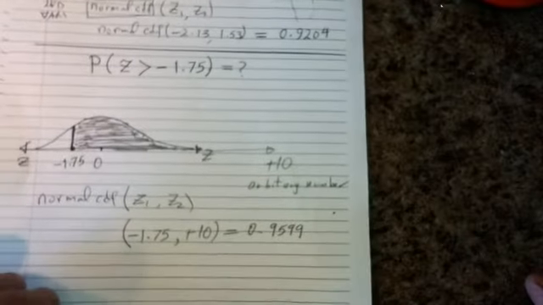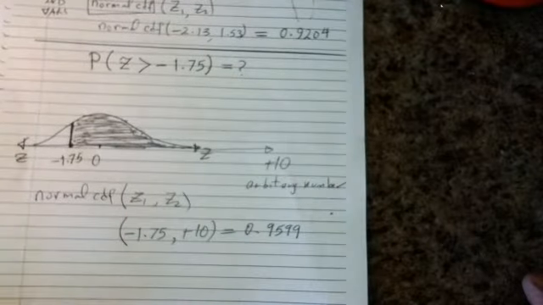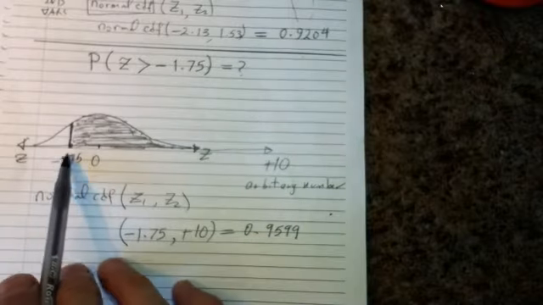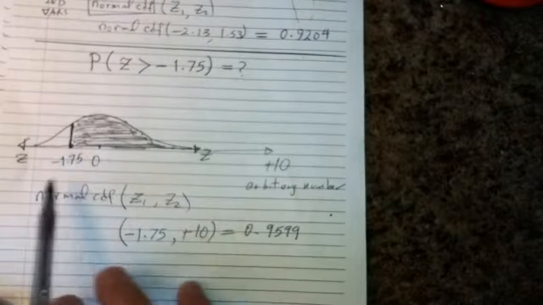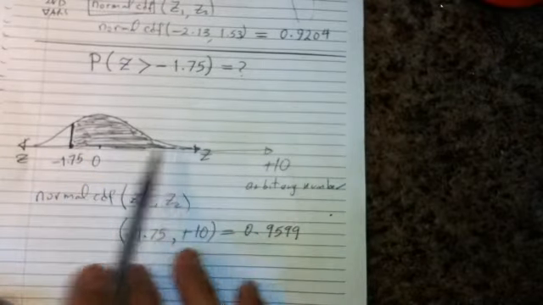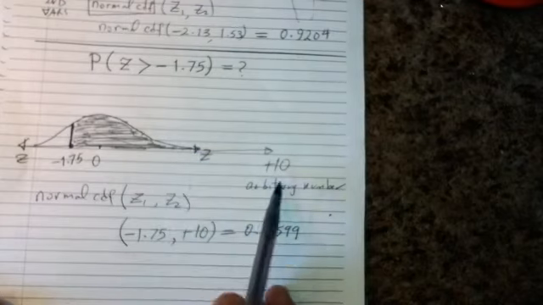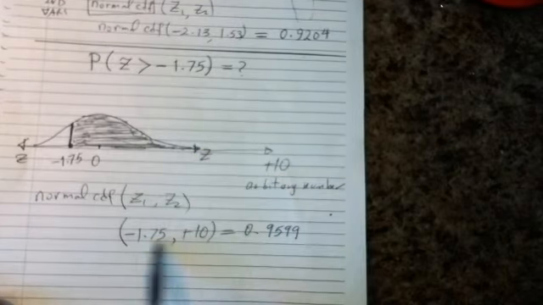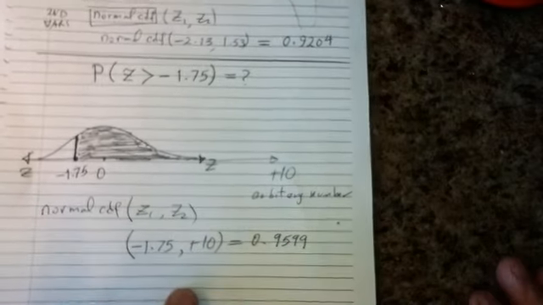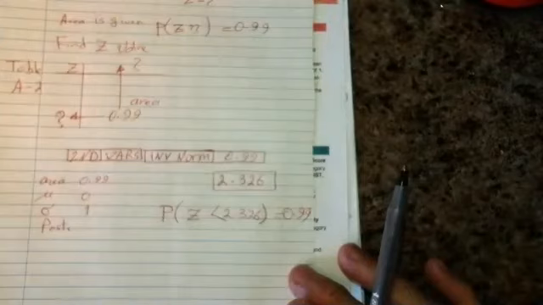Look at this one. We want to find the area greater than minus 1.75. The calculator needs 2 boundaries. You have this. What's the other one? Give it 10. It's an arbitrary number. And then it does it for you. Now, these 3 examples are here.